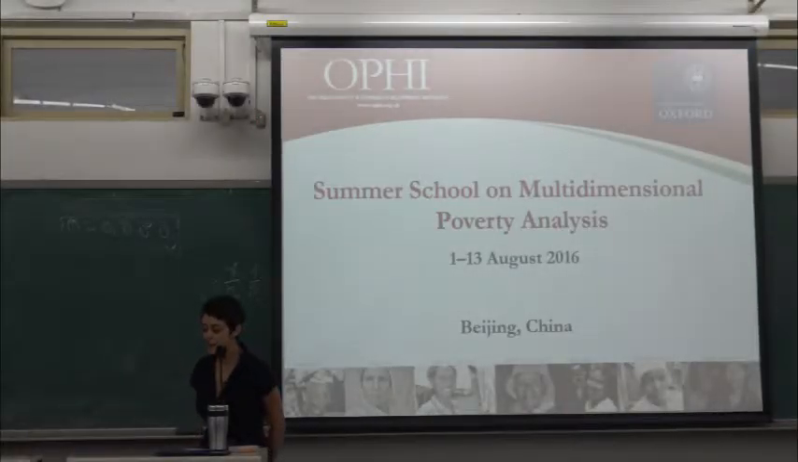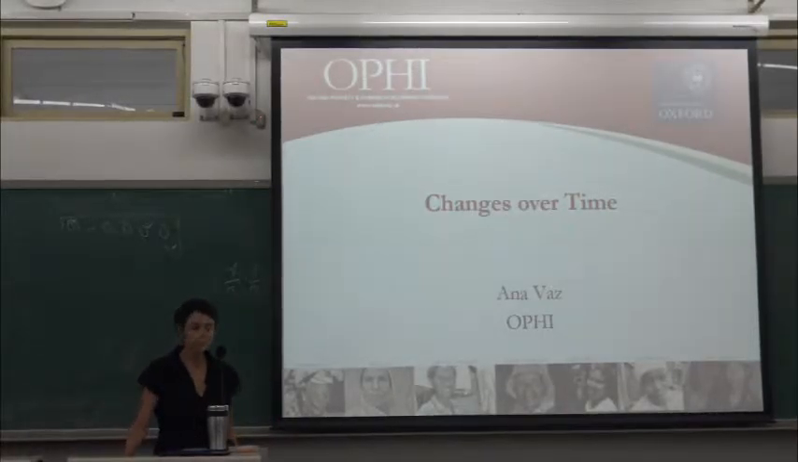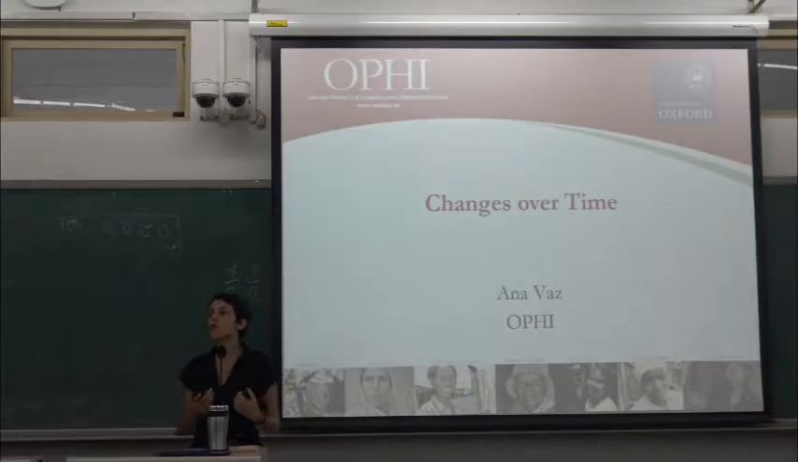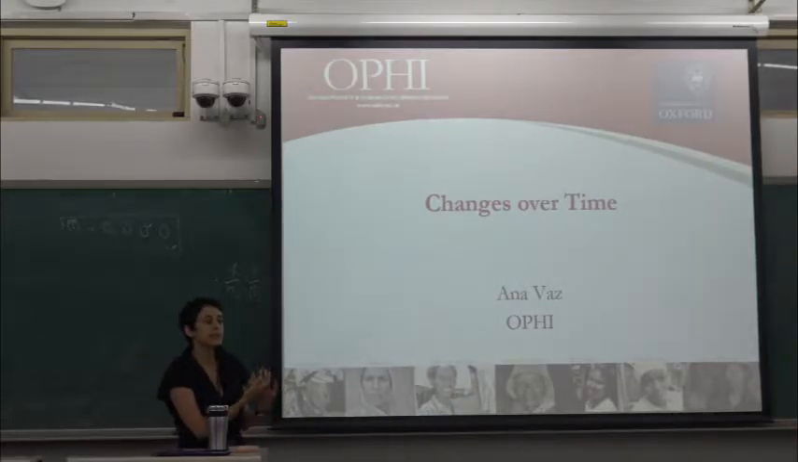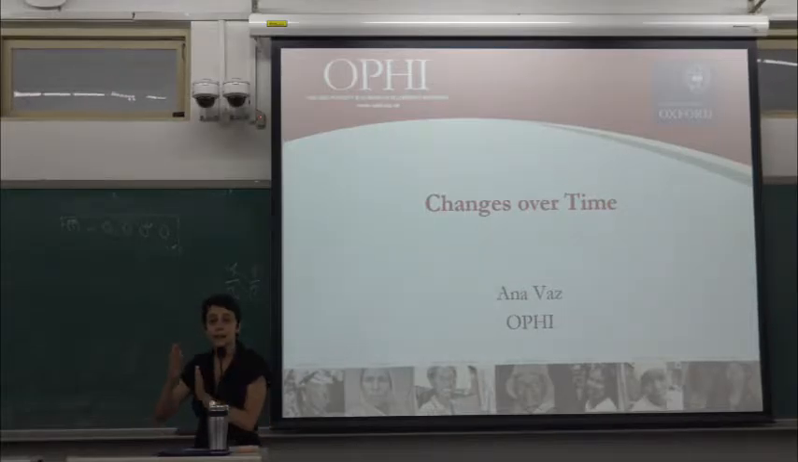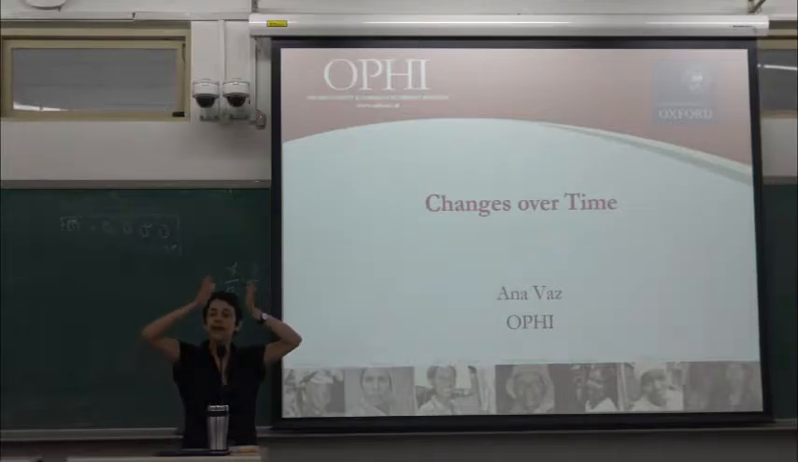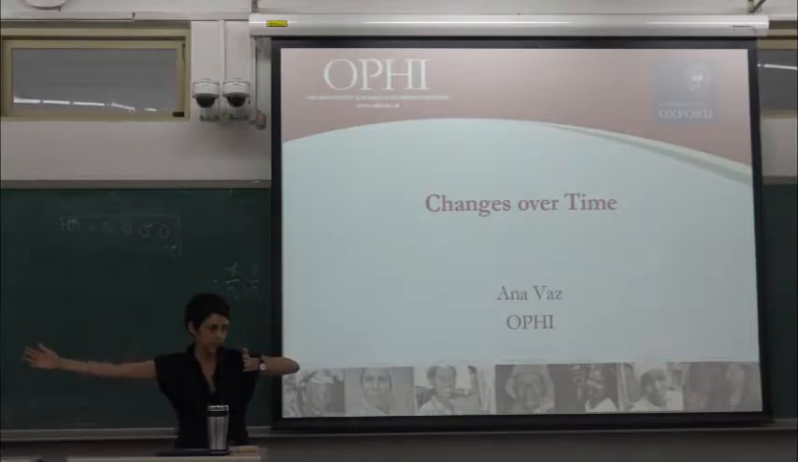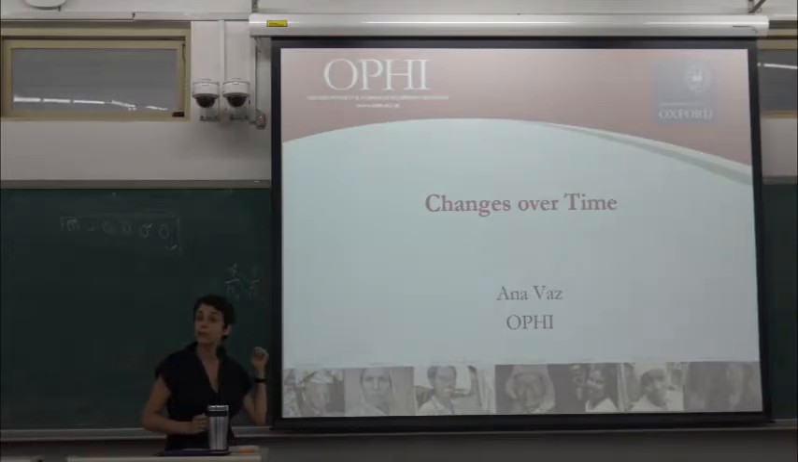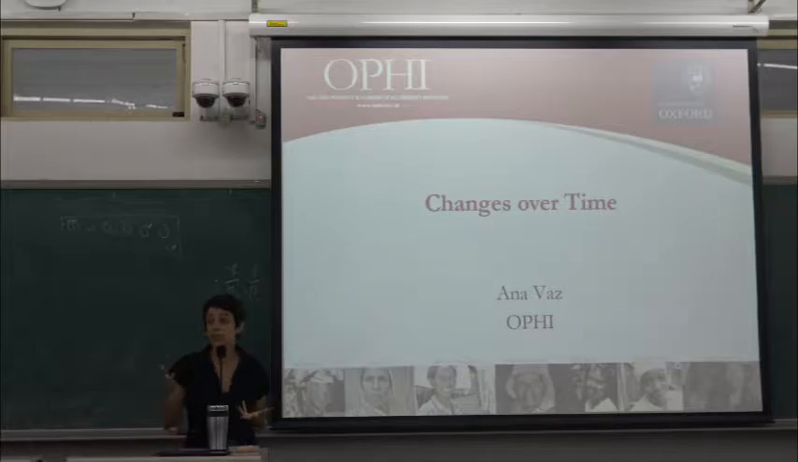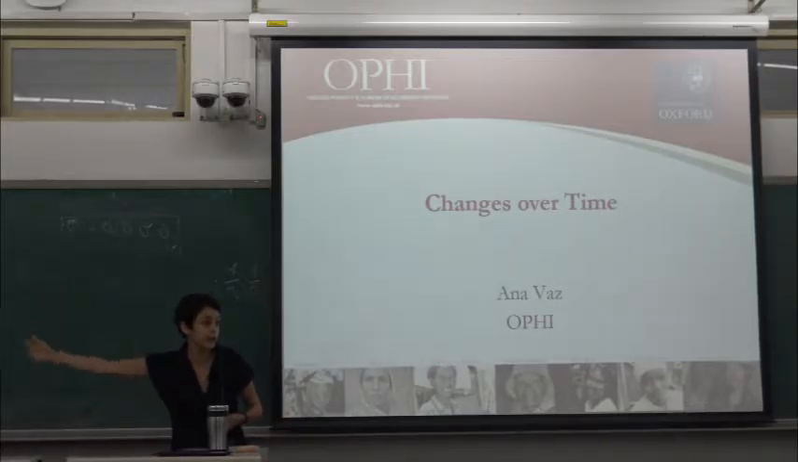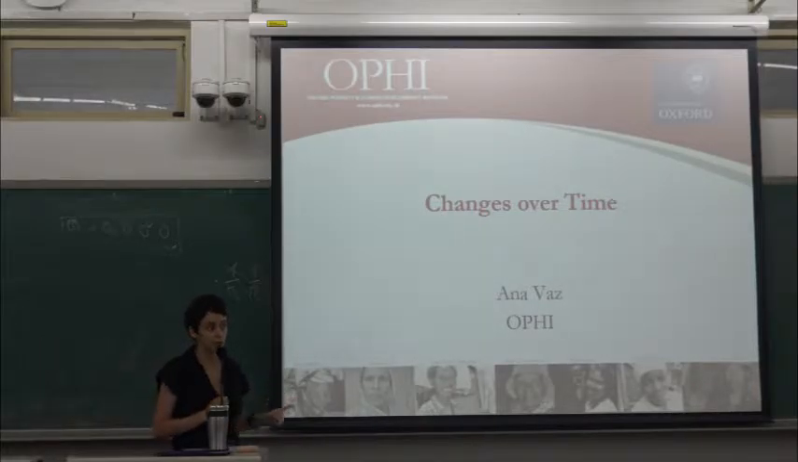Okay, so we're going to talk about changes over time. One of the most common reasons to build a poverty measure is to track progress. So let's look at poverty and see how it changes across time. Once you have the measure, what are you going to do with it? One thing you do is keep measuring it period after period and compare. So that's what I'm going to talk about.